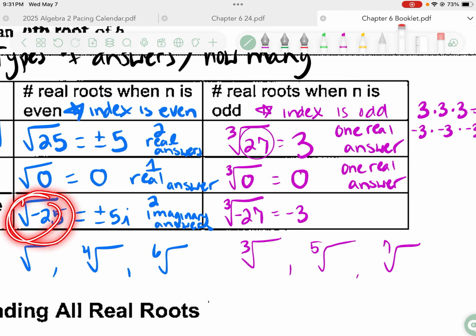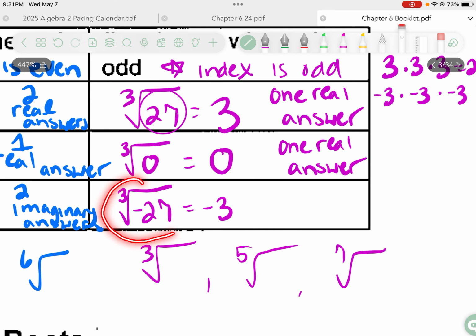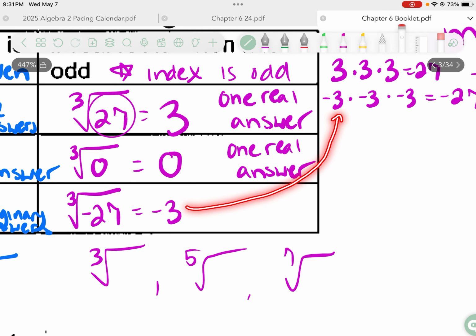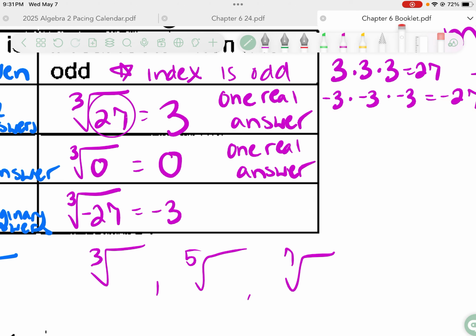Because that's imaginary. You can actually have negatives inside radicals that have odd indexes, okay? Because again, think of this example here. -3 times -3 times -3 is what allows us to get to -27. So you have one real answer.